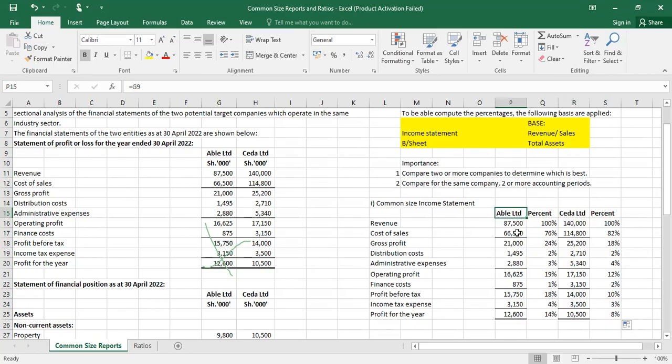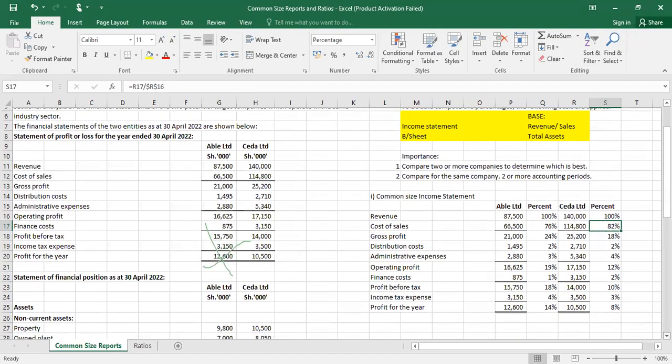If you check the absolute figures, they can be misleading. So to really confirm, you compute their percentages out of that base. The base is revenue. So if for Able cost of sales accounts for 76% and cost of sales in CEDA accounts for 82%, then it means that Able is more cost efficient. And that's one of the importance of the common size financial statements.